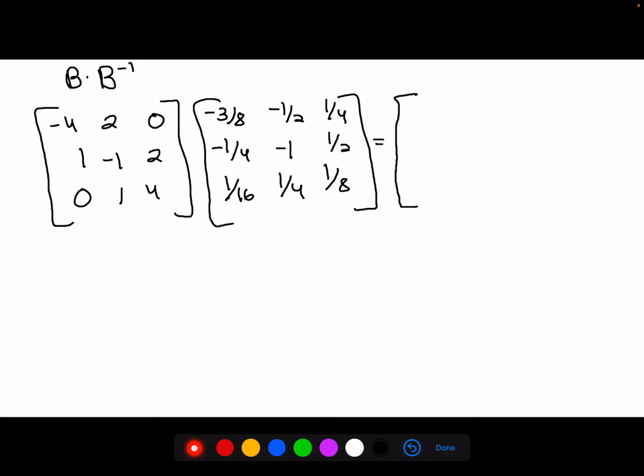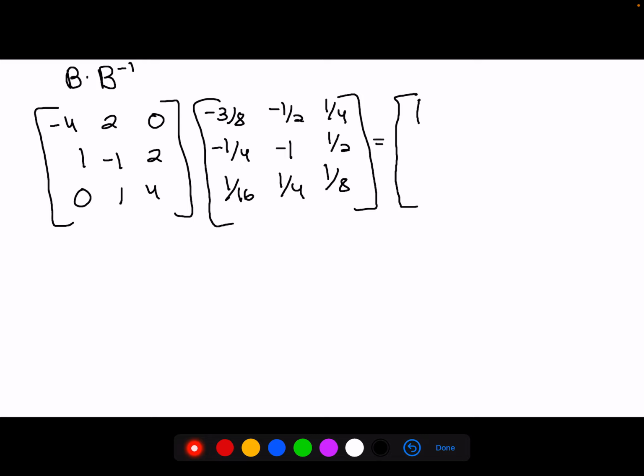All right. Positive 12 eighths. -4 times -3 eighths is positive 12 eighths. Then minus 2 fourths, so minus 4 eighths. So that's 8 eighths, which is 1, plus 0 is 1. All right. And that's what we expect. We should get a 1 up in that corner.